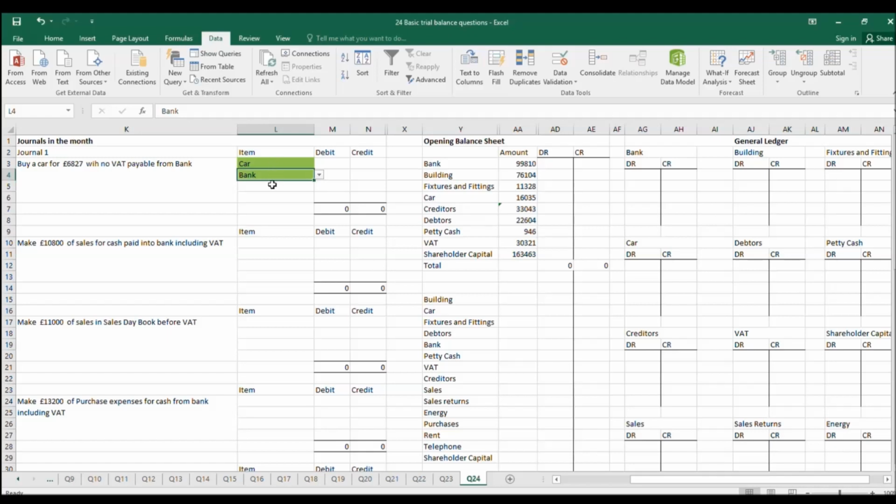So we've got 2 items here. They're both money in items. They're both assets. So the car is going up. That's positive. So that would be the debit, 6827. And the bank, when we pay, the money going out of the bank's going down.